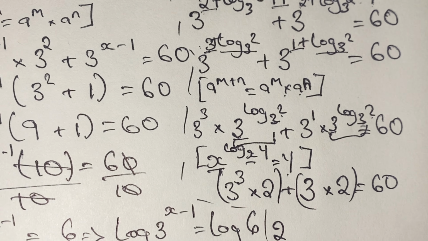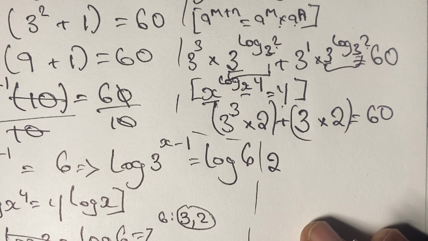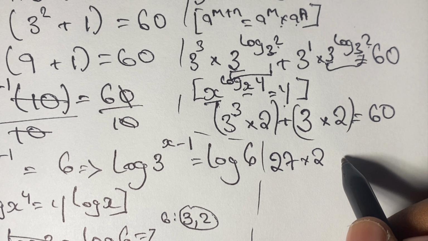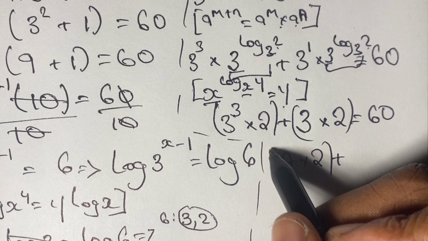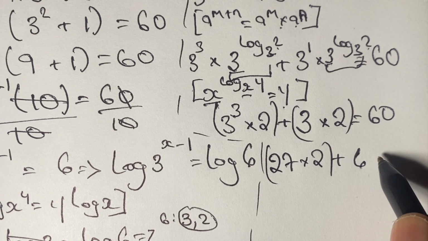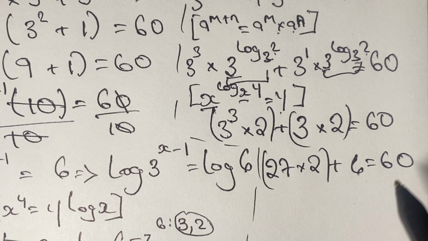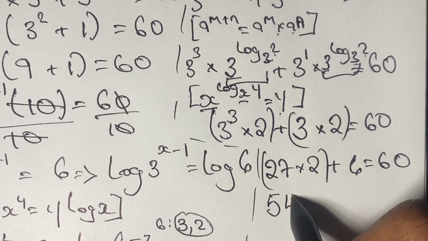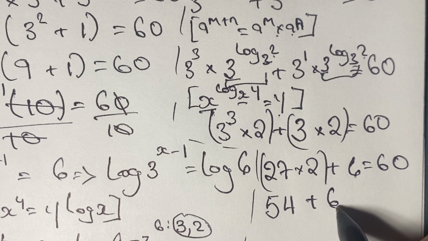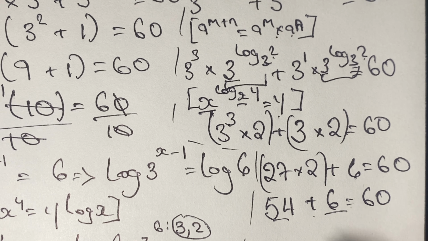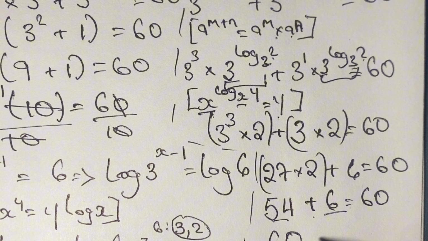So from here we have 3 to the power of 3, and 3 to the power of 3 means 3 times 3 times 3, which gives us 27. So we'll have 27 times 2, which we can put in brackets. We have 3 times 2, which gives us 6. So we have 27 times 2 plus 6 is equal to 60. Now 27 times 2 gives us 54, and we would have 54 plus 6 equals 60. And now look, 54 plus 6, we know that 54 plus 6 gives us 60.